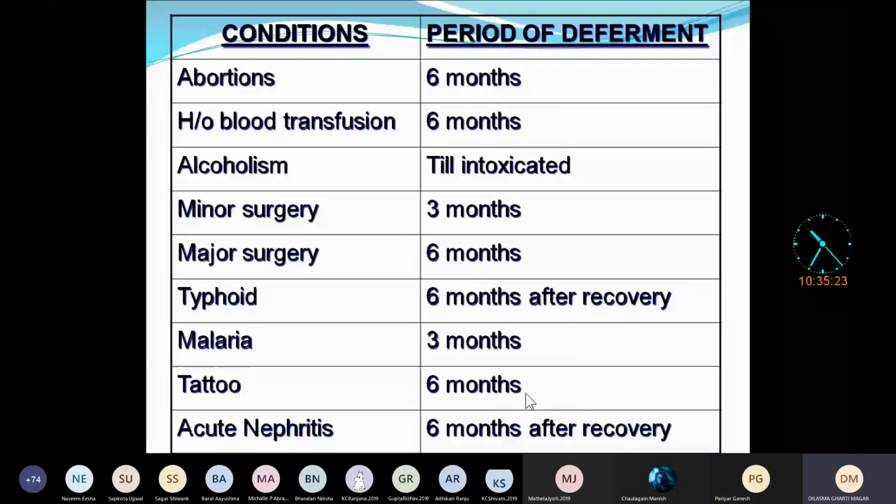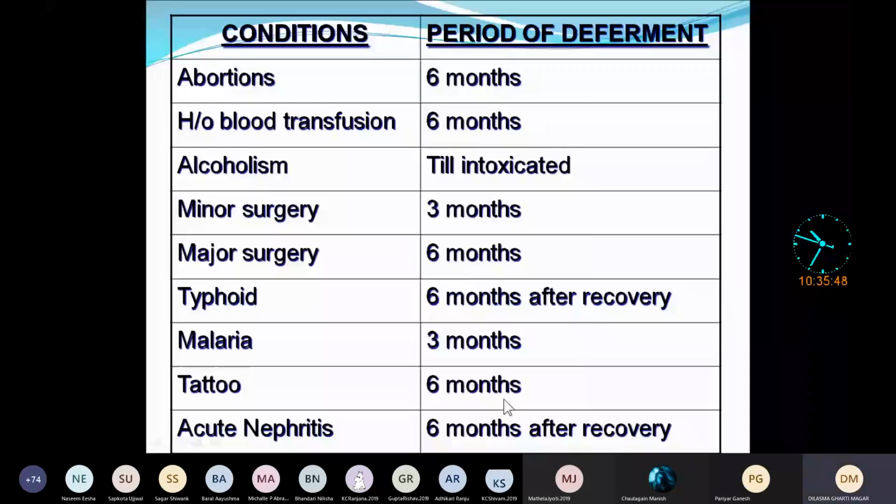So whether it is done under all aseptic precautions or not, you see, and then with the tattoo doing, there will be some ink, isn't it? So usually if a person does a tattoo, there can be HIV infection or hepatitis infections. That's why after a tattoo, for 6 months, we don't take the blood.